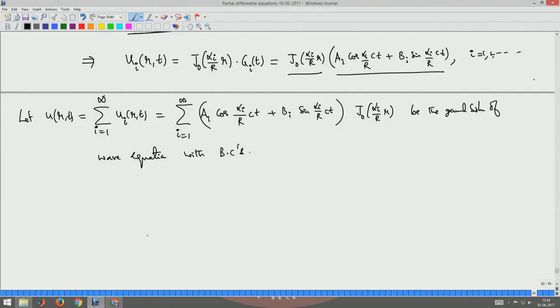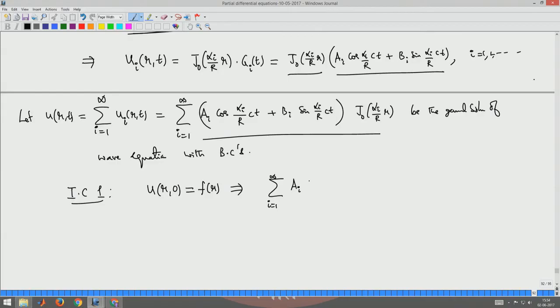Okay. So, if you assume this, one can show that it is actually uniformly convergent like earlier, that I am not proving. Now, apply the initial condition 1. Initial condition 1, u at r 0 equal to f of r, will give me u at t equal to 0: cos is 1, sin will be 0. So, you have sum from I equal to 1 to infinity of a I into J0 of alpha I by R into r equal to f of r.